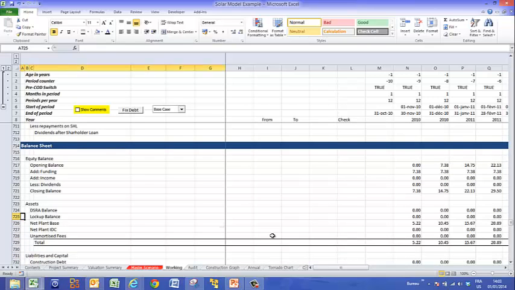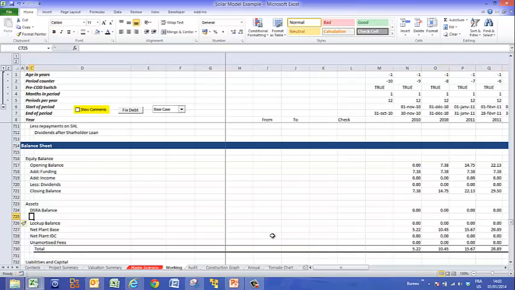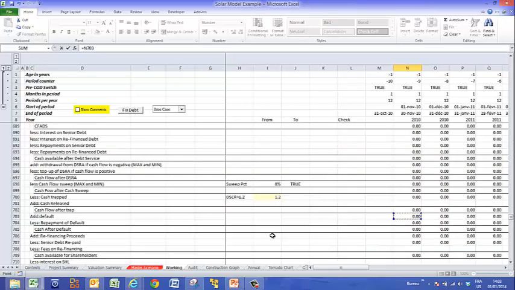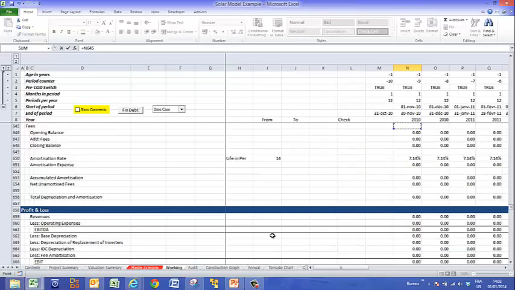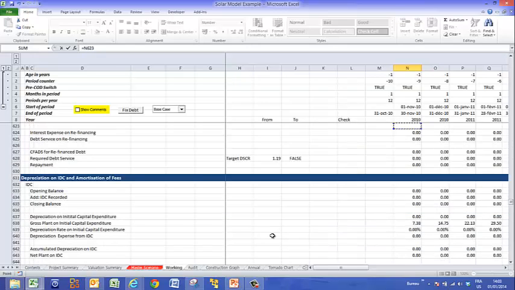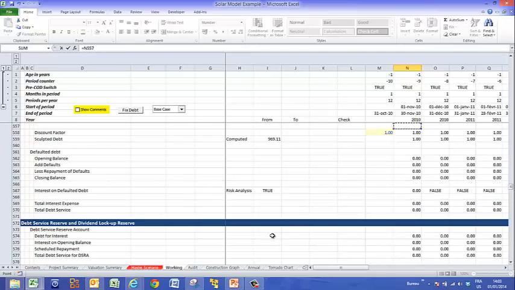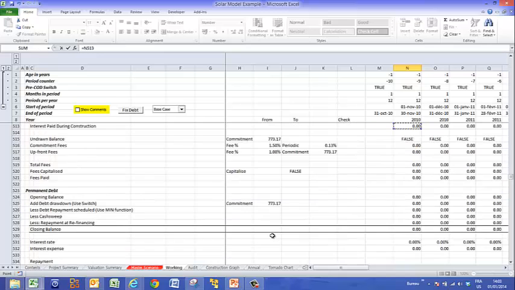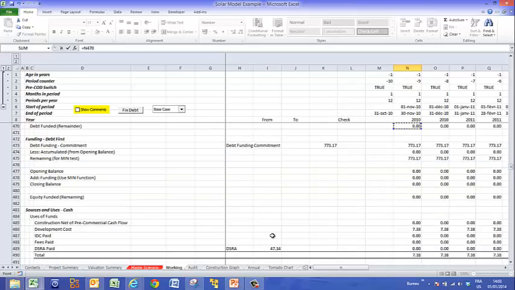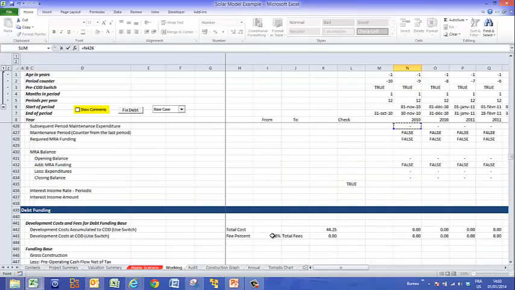For the assets, underneath the debt service reserve account, we better add an MRA balance, which of course we'll get just from up in our MRA section. There's the balance.